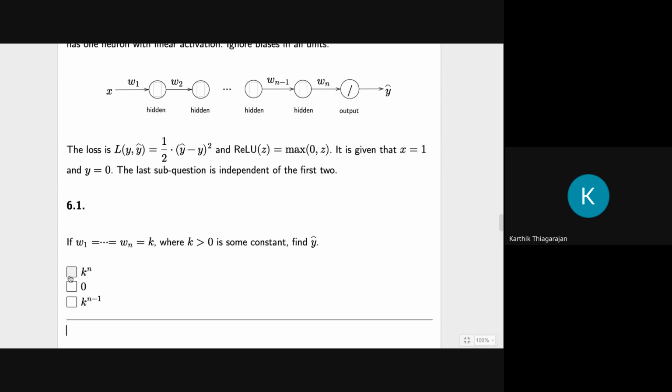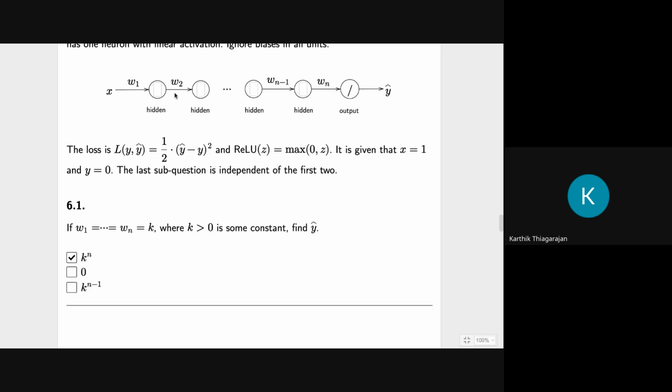So k power n is the answer. Is the answer correct for k greater than or equal to 0, or only for k greater than 0? Only for greater than 0. Why is it not true for k equal to 0? It is, right? In this case it is. If k is 0, k power n will be 0, right? So it is actually true for k greater than or equal to 0, but the two situations are slightly different. Anyway, that's a trivial point.